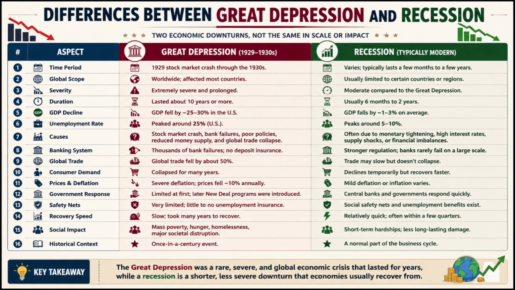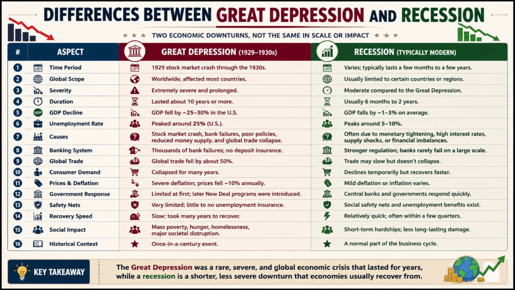Number 11. The Great Depression experienced severe deflation with falling prices, whereas recessions may involve mild inflation or limited deflation. Number 12. Government response was initially limited during the Great Depression and later expanded through programs like the New Deal, whereas governments and central banks usually react quickly during modern recessions.